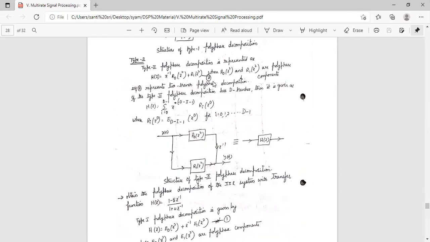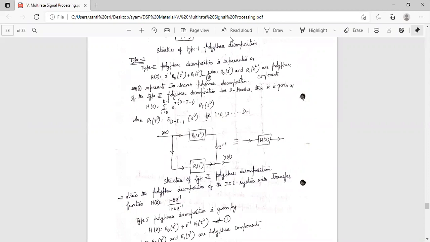So the structure of type 2 polyphase decomposition is represented with x of n going into R0 of Z square with Z power minus 1, plus R1 of Z square, which is identical to H of Z. This is the type 2 polyphase decomposition structure. So here we have the type 1 and type 2 polyphase decomposition structures. Write the mathematical representation of type 1 and type 2, and draw the structures of each.